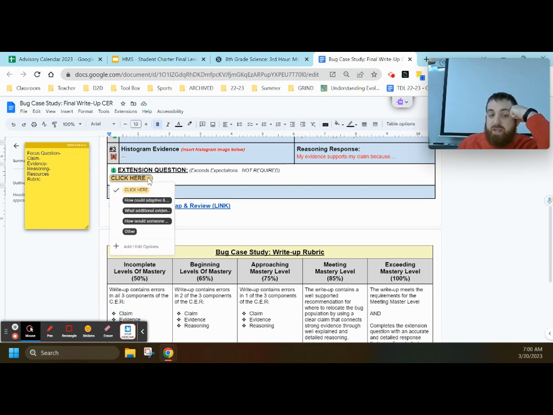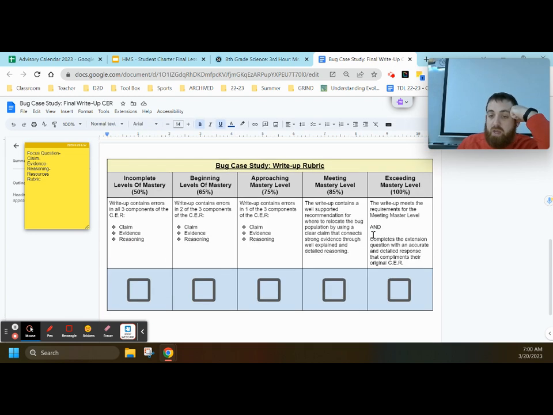If you're somebody who completes the extension question, great. I'm looking to see that you obviously are meeting our mastery level to begin with. Okay. If you're not meeting our mastery level, then you cannot get the exceeds. You need to meet the mastery level before you can exceed the mastery level. Once you've met the mastery level, then I'm looking to see, do you complete the extension question with an accurate and detailed response that complements your original CER?